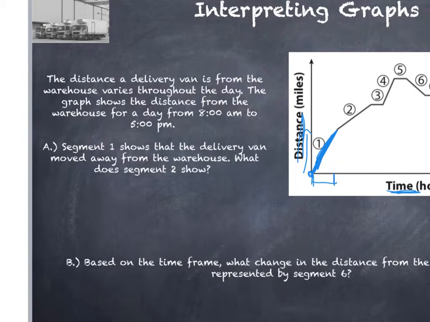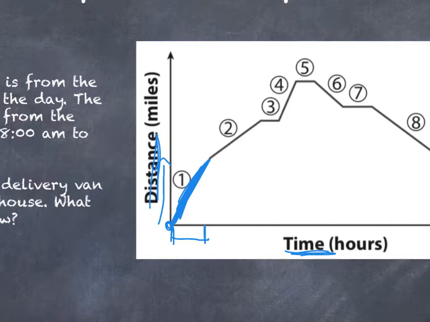What does segment 2 show? So let me show segment 2 here in yellow. It looks like we're still moving away from the warehouse, right? We're moving further on the y-axis, but we didn't cover as much ground in as much time. As you can see, the time that has elapsed is greater than segment 1, but the distance covered is not as much as segment 1.